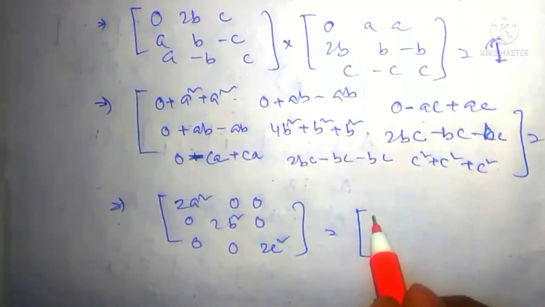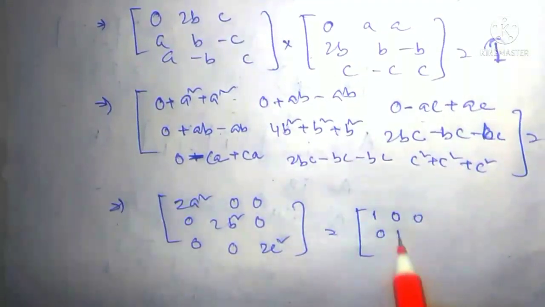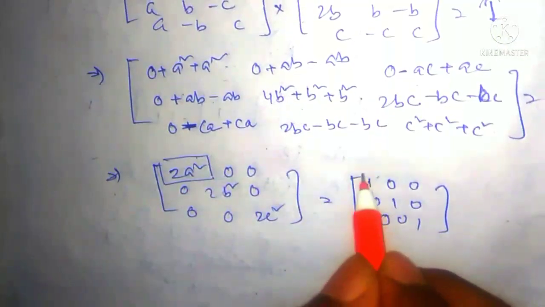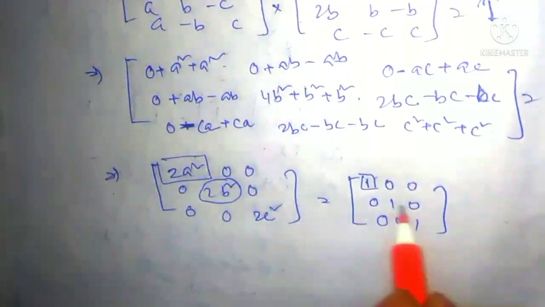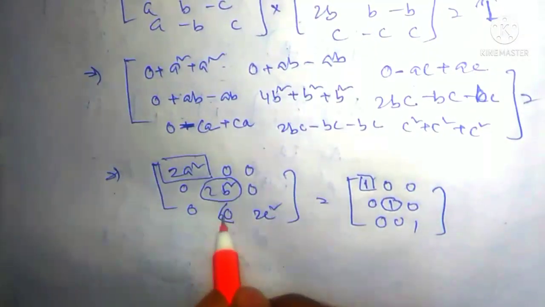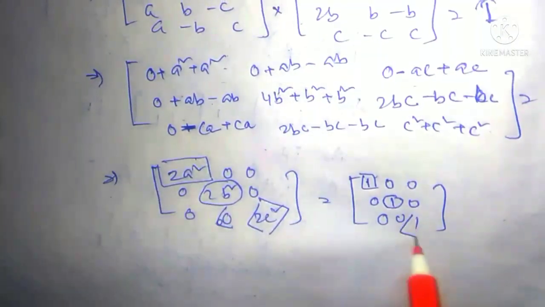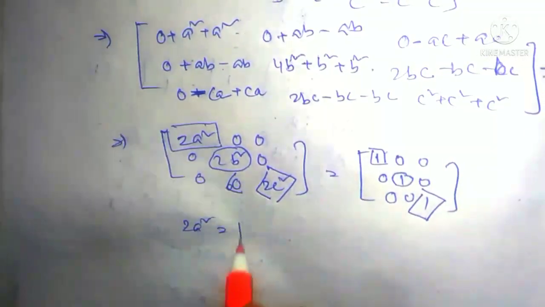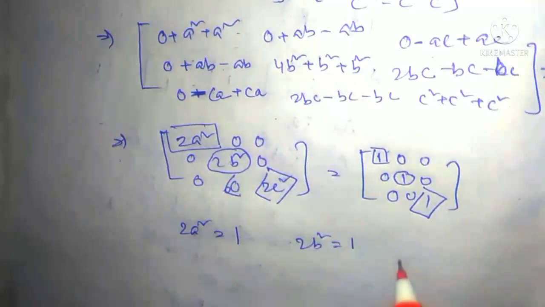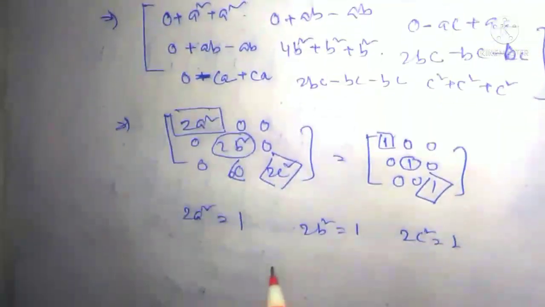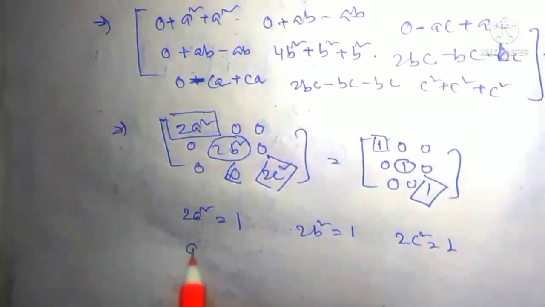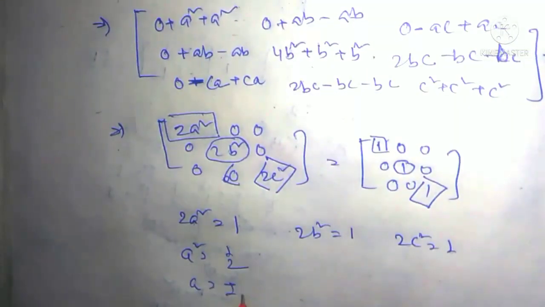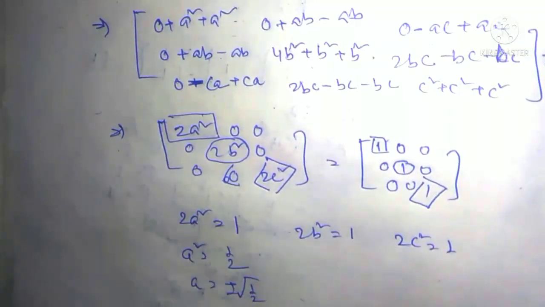What is the value of I in a 3 cross 3 matrix? So now we compare this value to this value, and this value to this. Then we find the value of a square, the value of b square, the value of c square. So what is the value of a square? Half, so a equals plus minus root over half, that is plus minus 1 by root 2.